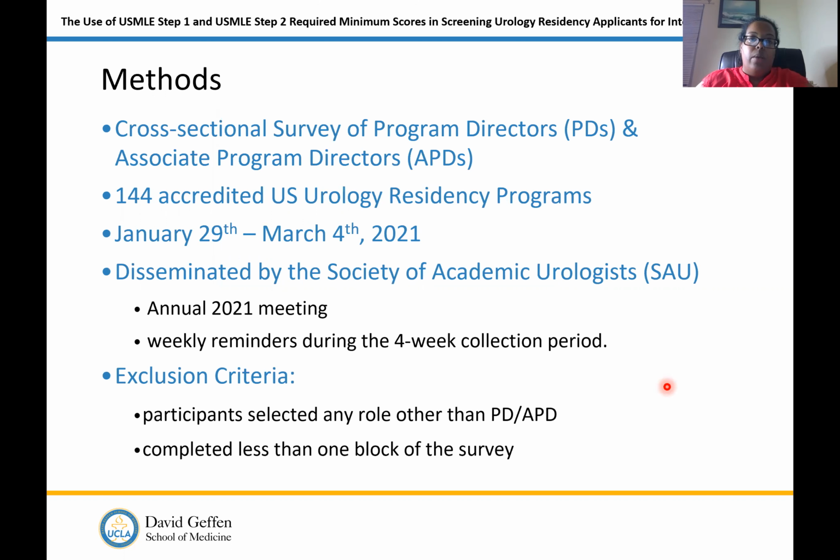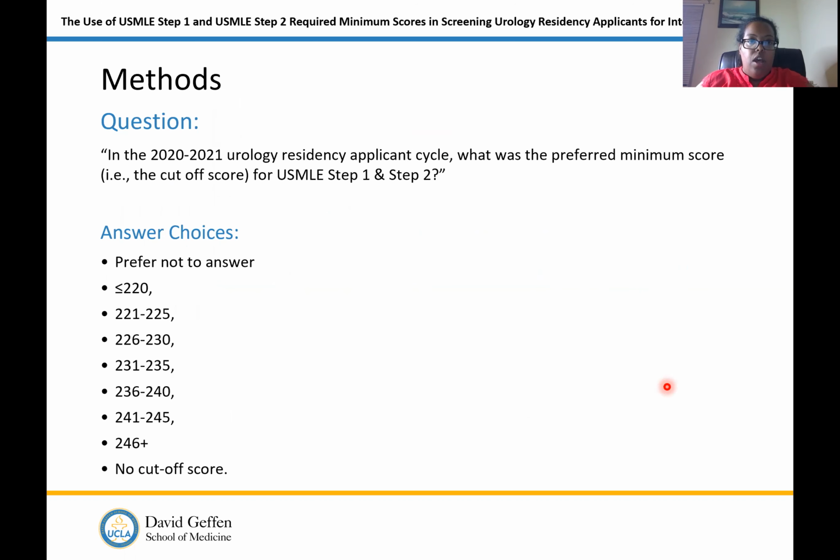Program directors and associate program directors at the 144 accredited U.S. urology residency programs were given a survey at the annual Society of Academic Urologists meeting in 2021. Amongst the questions asked was, in the 2020 to 2021 urology residency applicant cycle, what was the preferred minimum score for USMLE Step 1 and Step 2? Answer choices range from prefer not to answer to no cutoff score.